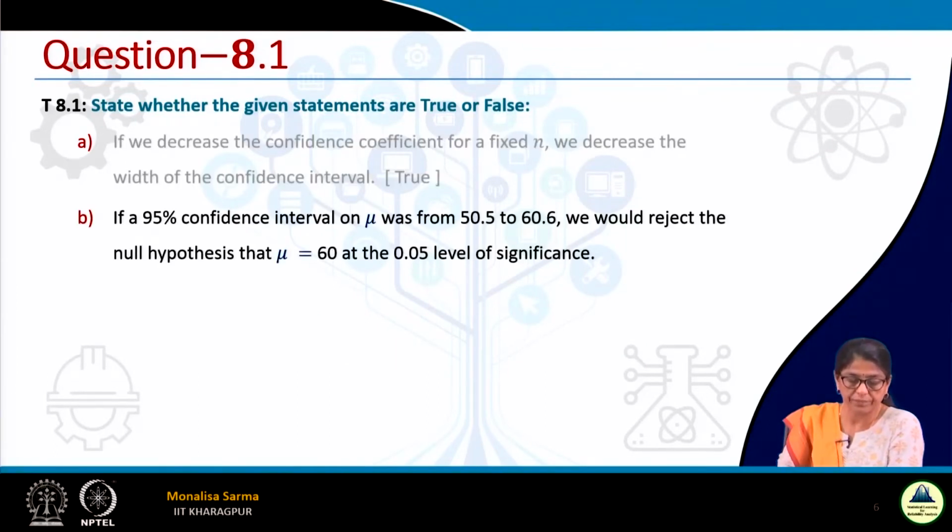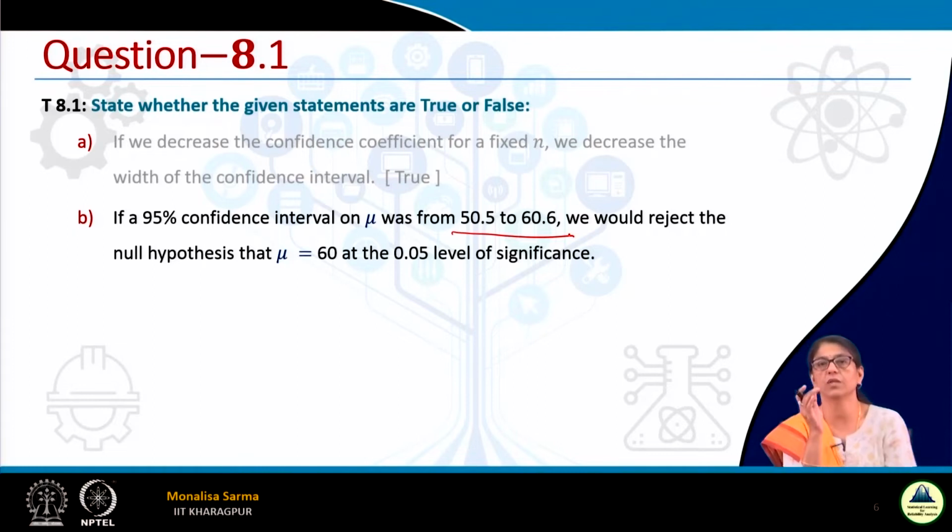Okay, next question: if a 95% confidence interval on mu was from 50.5 to 60.6, we would reject the null hypothesis that mu is equal to 60 at 0.05 level of significance. So this is my confidence interval, and 60 lies within this range of 50.5 to 60.6. Any value that lies in this region, we will not reject the null hypothesis. That's what we have seen: if the value lies within the confidence interval, then the null hypothesis is not rejected. So this is false.